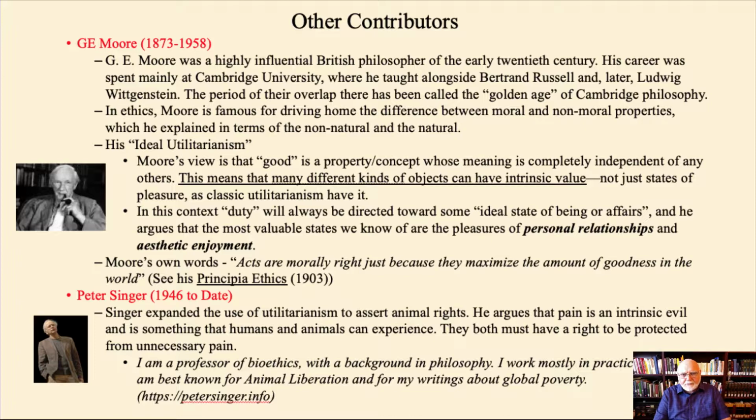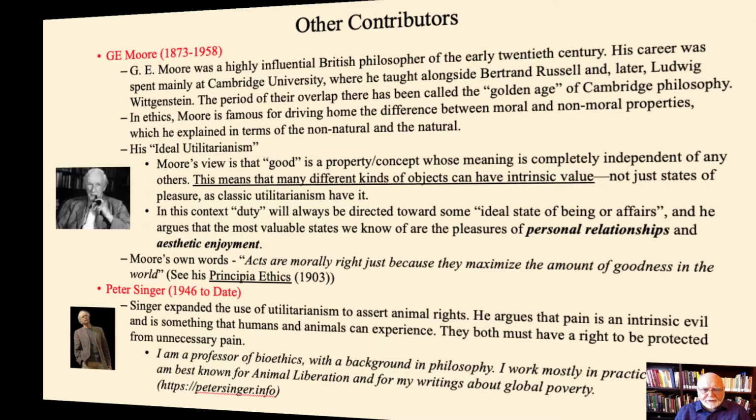And his particular context here is personal relationships and aesthetic enjoyment. The result of this means that in his theory, it's possible to see more than one thing as being the intrinsic good. And also, using Moore's words again, he brings into the language of utilitarianism that acts are morally right just because they maximize the amount of goodness in the world. In other words, goodness can attach to things in the world and increase the world's experience of it.